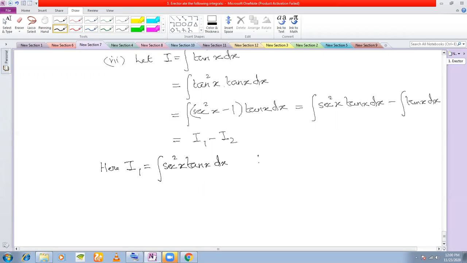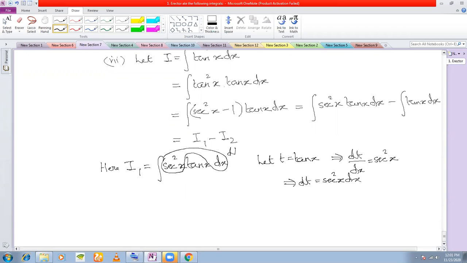You know that the derivative of tan x is sec square x, so you put t is equal to tan x. What do you get? dt/dx is equal to sec square x. That means dt is equal to sec square x dx. So this sec square x and this dx combine to give you dt, and this tan x is simply t. So you are getting integral t dt, which is half t square plus a constant.